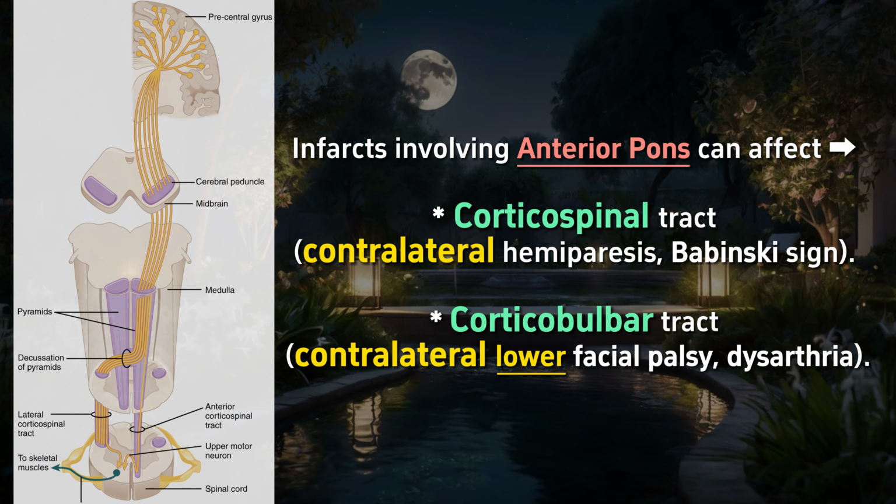Infarcts involving the anterior pons can affect the corticospinal tract, causing contralateral hemiparesis and Babinski sign, and the corticobulbar tract, causing contralateral lower facial palsy and dysarthria.